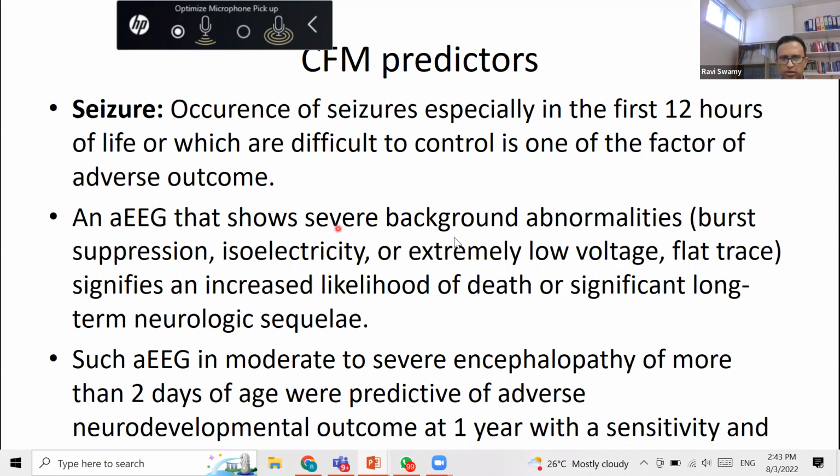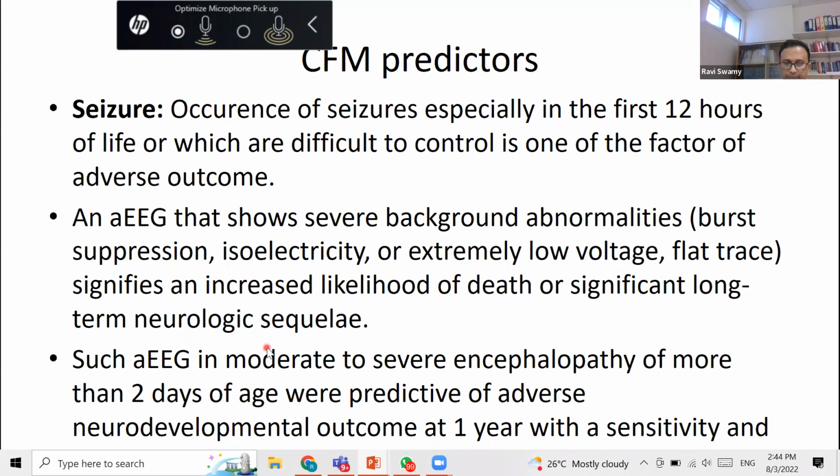Now, I told you about the severe background abnormalities. One is the burst suppression, so completely suppressed, and then burst. Isoelectricity is the flat line, which I showed you. Poor voltage, I also showed you that one as well. So isoelectricity is same as the flat trace. These are all signifying that there's no major activity happening in the brain. So clearly you can think the chance of death is quite high in this child, or significant long-term neurological issues. So whenever you see severe patterns, flat trace, low voltage, and the burst suppression, then you know that this child, the chances of death is very high, and if the child survives, significant long-term neurological issues.